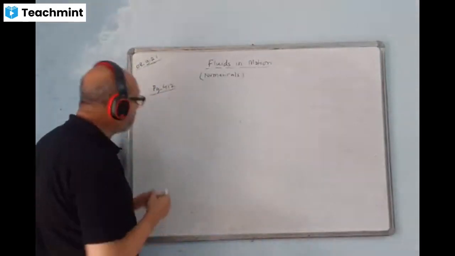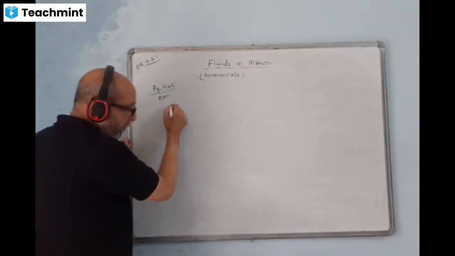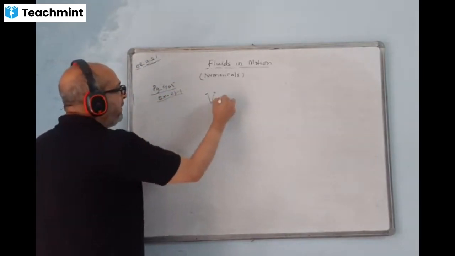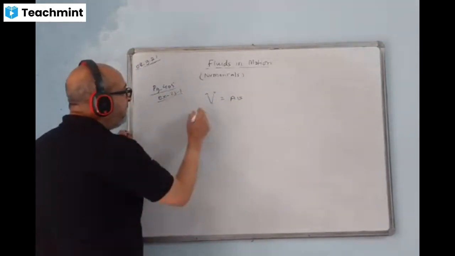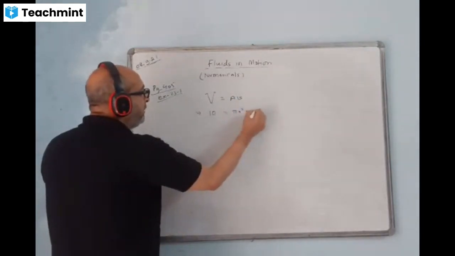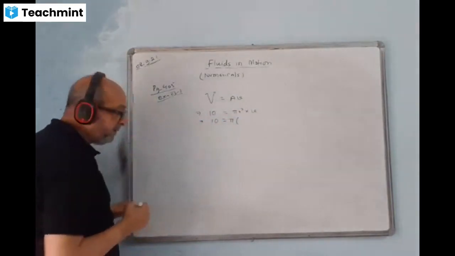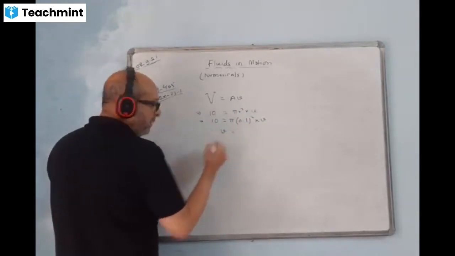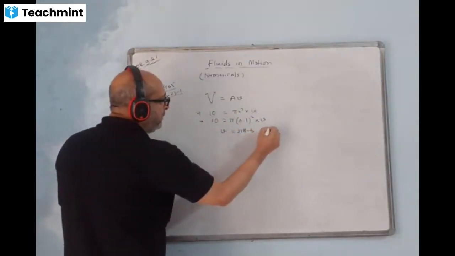This question is from page number 405, Example 23-1. Capital V formula we have A into v. Capital V is given 10. Area formula will become pi r square into v. Writing 10 as it is, pi. Radius, what is the radius given? 10 centimeters. Change in meter, you get 0.1 square into v. Find the value of v. The value of v comes 318.5 meter per second.